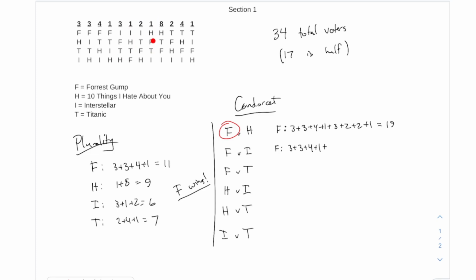With the H on the top, F is above I here and also here. So that's a 1 and an 8. And then in the last column, F is above I in this one. That's a 4. F is not there, so I go plus a 4. And I add these numbers together. Add them up. I get 11, 12, 24, I believe.